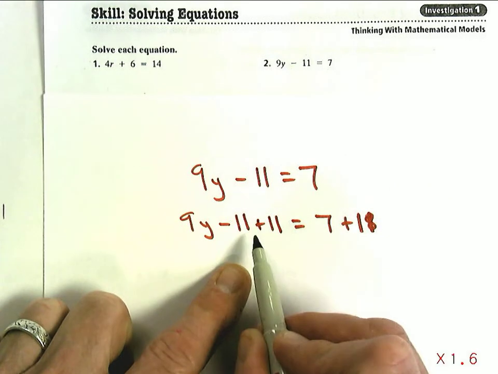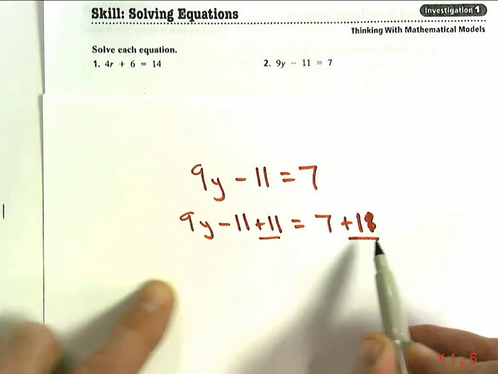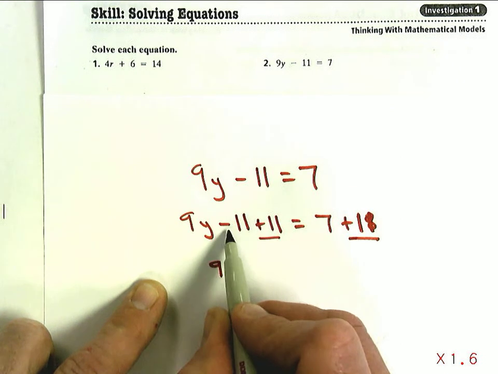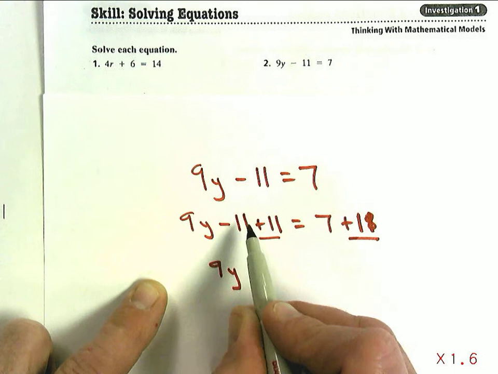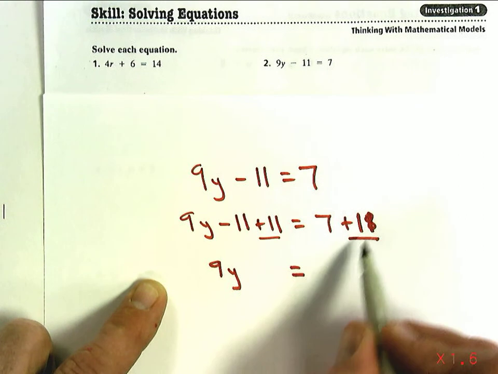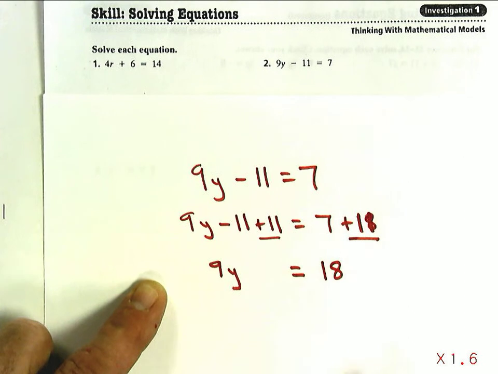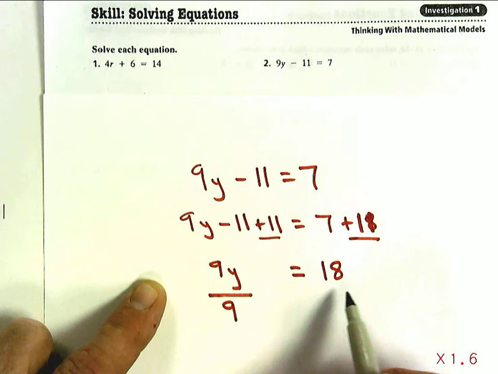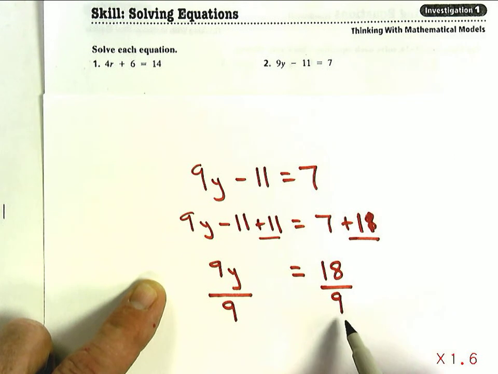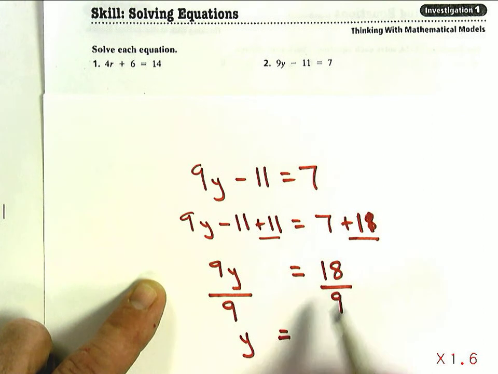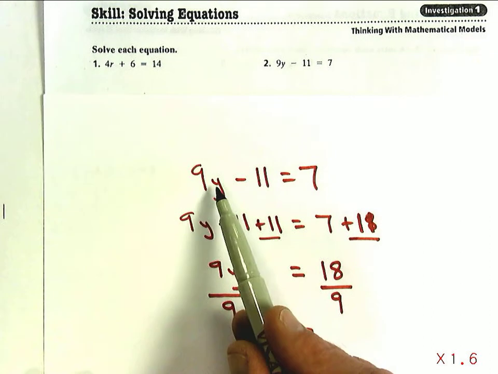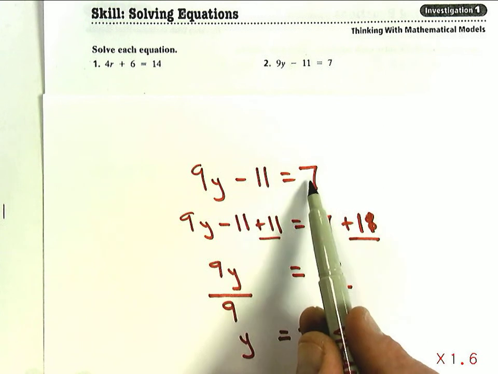So 7 plus 11, so I added 11 to both sides. So it's still equal. And so now I have 9y, and negative 11 and a positive 11 make 0. And then 7 and 11 is 18. And I think you already know that this is 9 times y, so I'm going to divide by 9. So 18 divided by 9, 9 divided by 9, so that becomes y equals 2. And again, if we guessed and checked, we could have seen that 9 times 2 is 18 minus 11 is 7. So we can always go back and check.